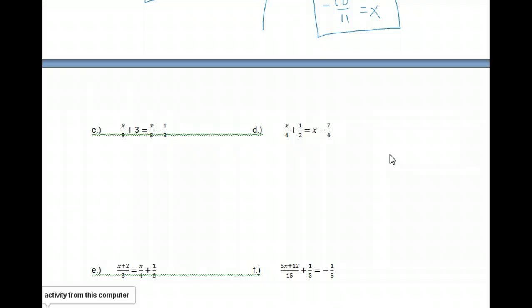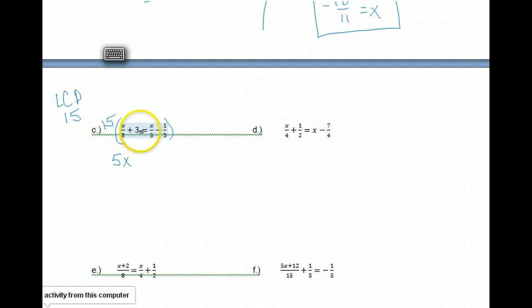Okay, at this point, everybody should have had an opportunity to solve problems C and D. In letter C, you needed to first start by identifying the LCD between 3, 5, and 3. The LCD here is 15. So we will be distributing a 15 through our entire equation. 15 divided by 3 leaves us with a 5. 5 times x is 5x.